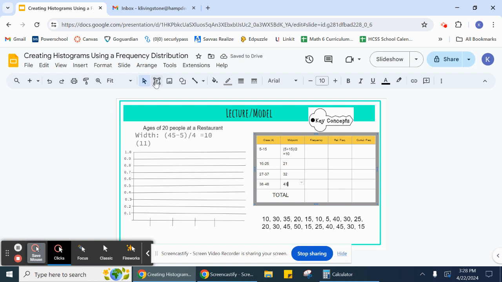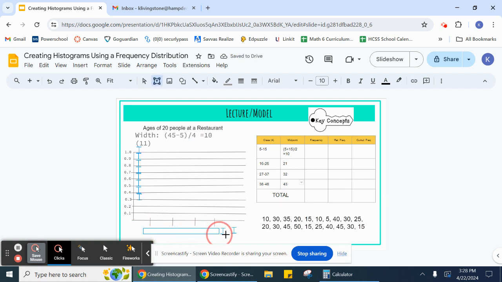So now I'm going to label those down here. So we have 10, 21, 32, and 43. Those are our midpoints. All right, now, hold on, let me space this out a little better.